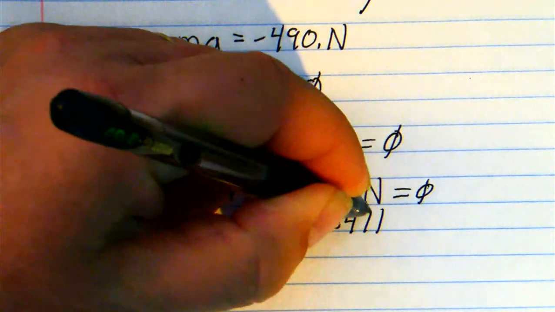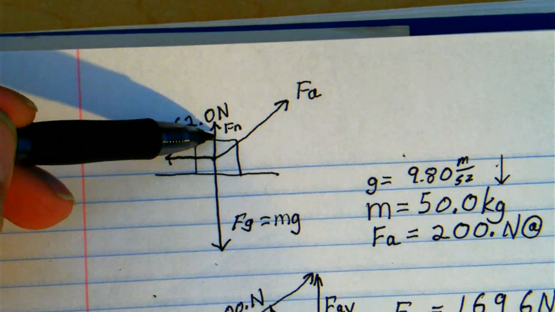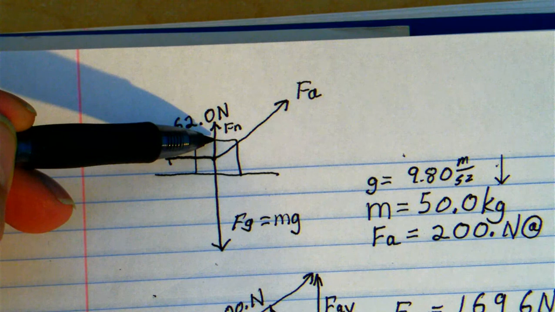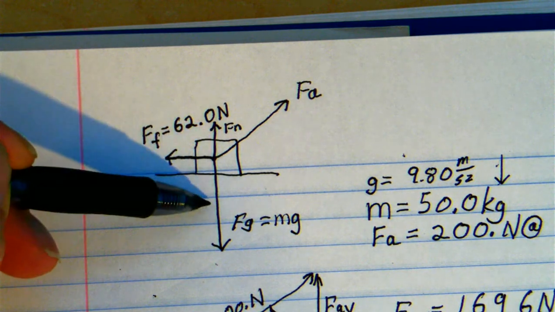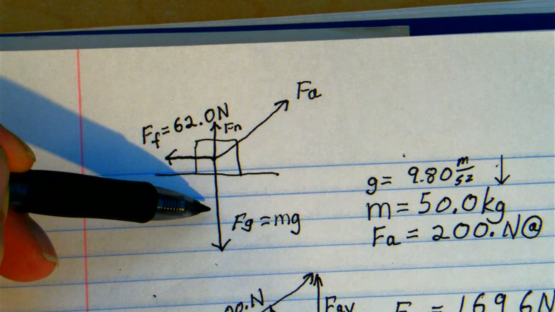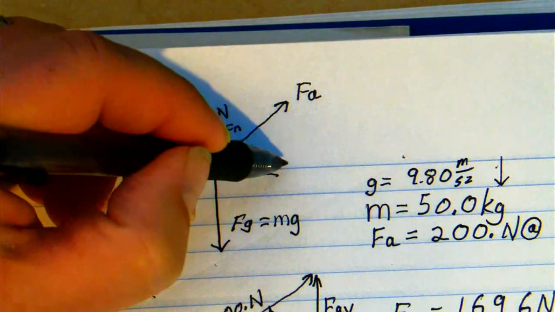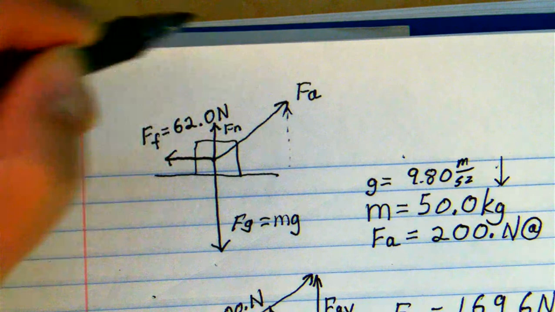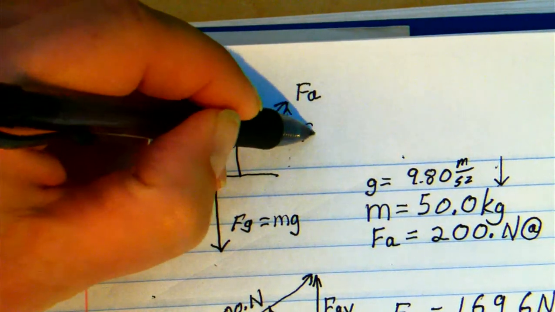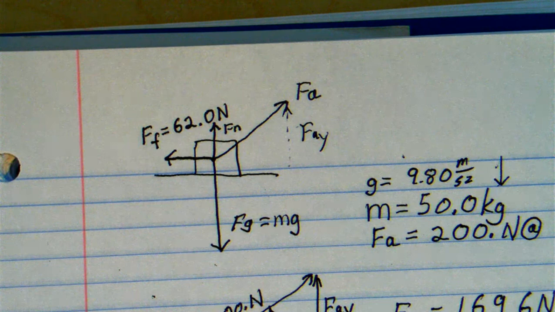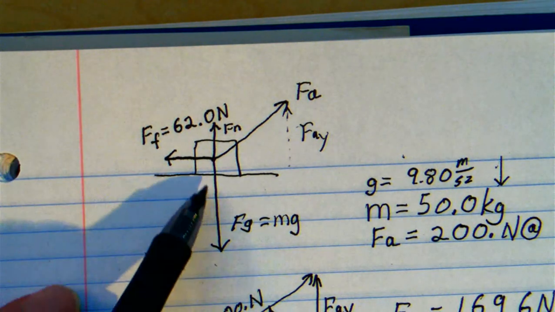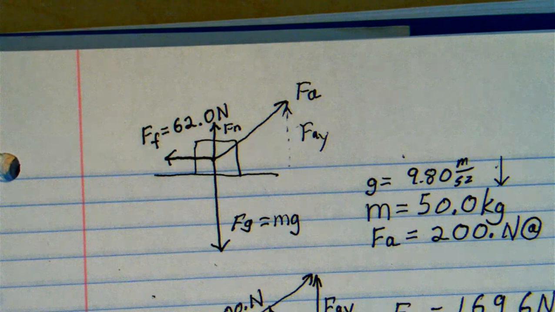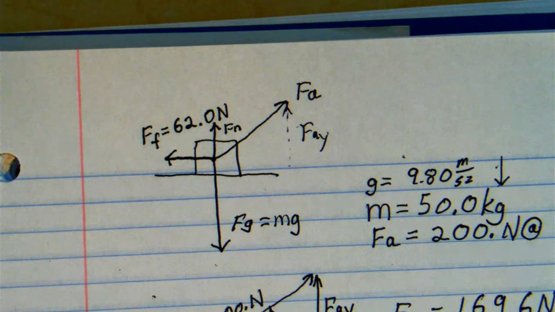384 newtons. So as I claimed originally, the normal force, 384 newtons, is less than the force of gravity, 490 newtons, because of the y component of the applied force. It is partially lifting upwards on this box. So it's partially reducing the push of the table upwards on this box by 106 newtons.